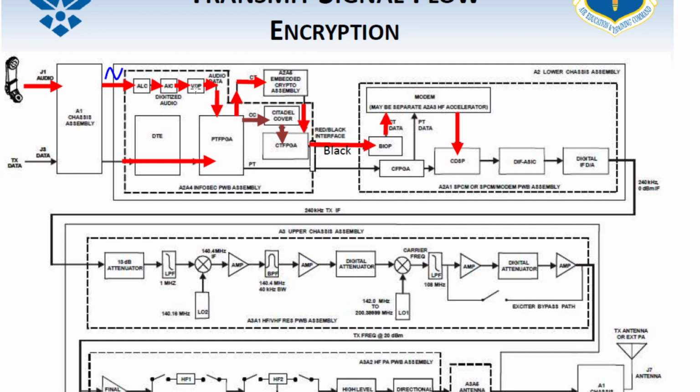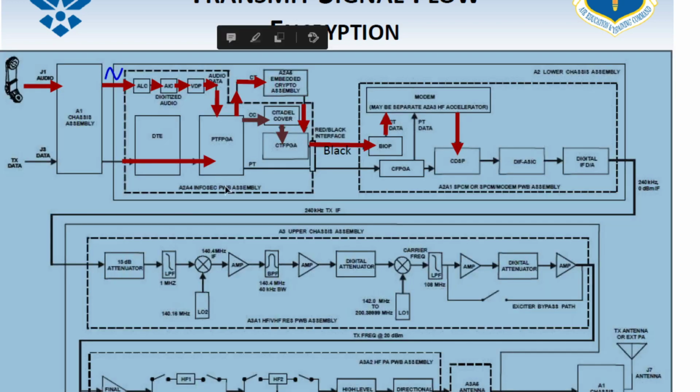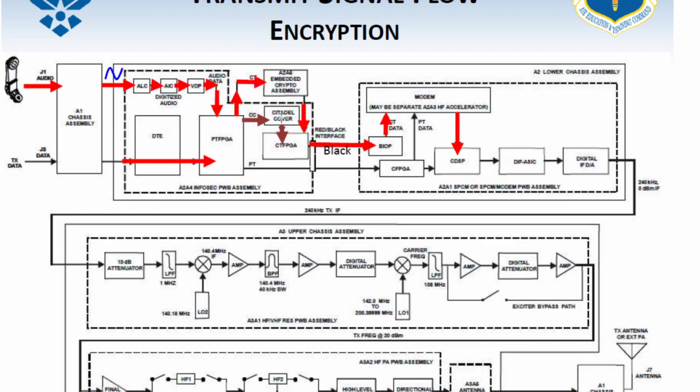From there, it goes to the VDP, which is responsible for enhancing and cleaning up that audio. Even if it's encrypted, it's still going to do all of these things. The only difference here really now is we've got it selected in CT or CC mode on the front function switch of our radio. If we have it in CC mode, note that it stays inside of this A2, A4 here, and goes from there to the Citadel cover and to the CT-FPGA, which is the ciphertext field programmable gate array, and then out through the BIOP, the black input-output processor.